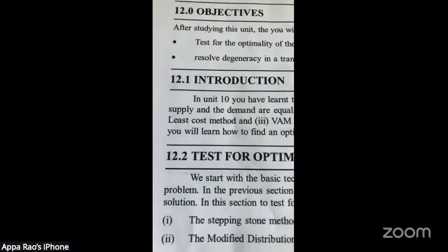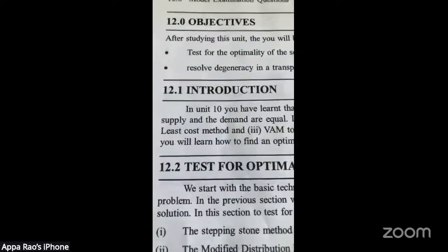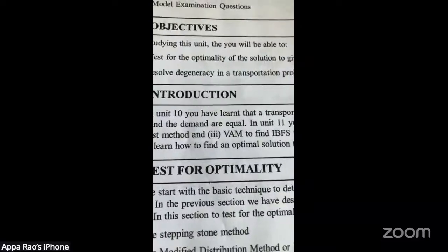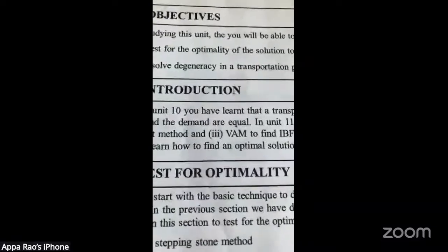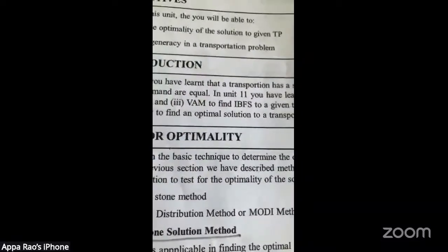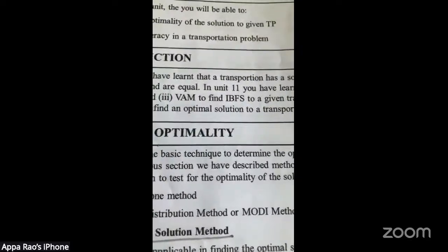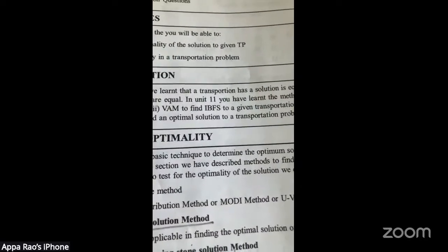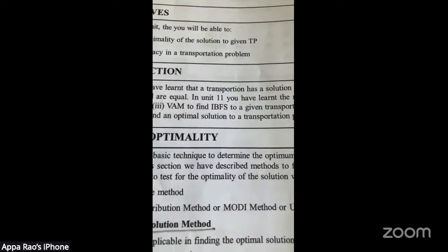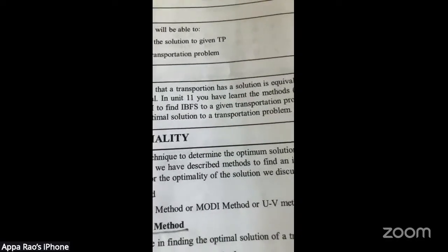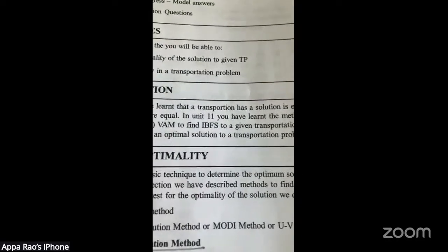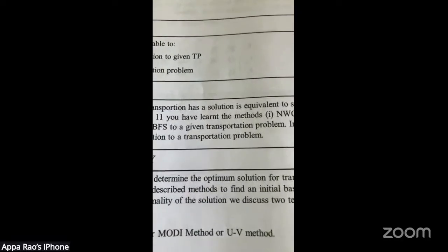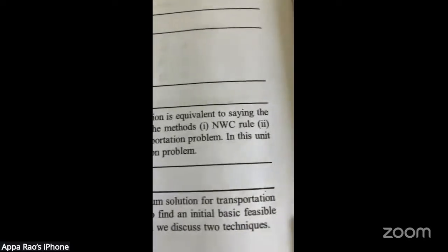One is least cost. Second one is least cost method, or matrix minimum method, that is what it is known as. Then VAM. VAM means Vogel's approximation method or penalty method, to find IBFS. IBFS means initial basic feasible solution to a given transportation problem.